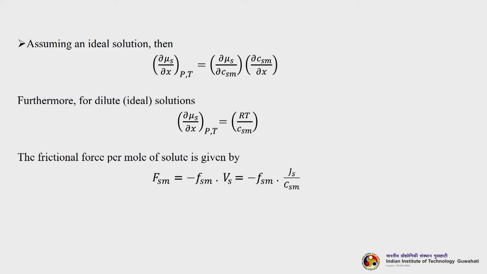Assuming an ideal solution, we can write del mu_s by del x at constant pressure and temperature equals del mu_s by del C_sm into del C_sm by del x. Furthermore, for dilute ideal solutions, we can write del mu_s by del x equals RT by C_sm. The frictional force for solute per mole of solute, F_sm, the frictional force between the solute and the membrane, equals minus the friction coefficient f_sm into V_s, equals minus f_sm J_s by C_sm.